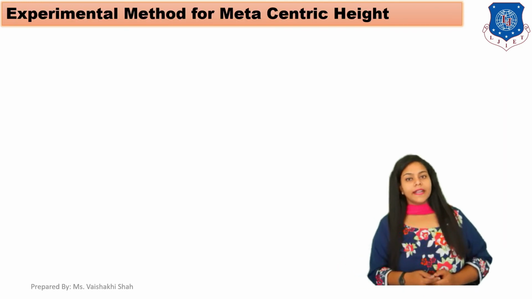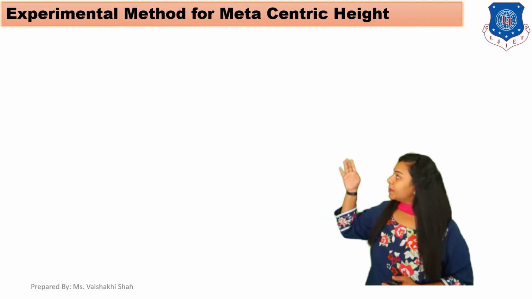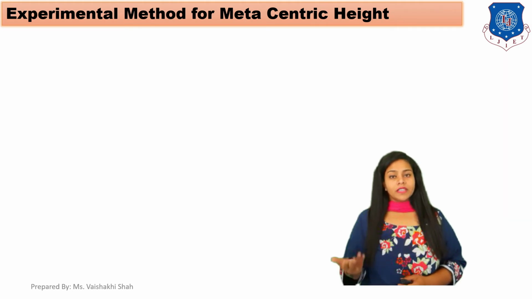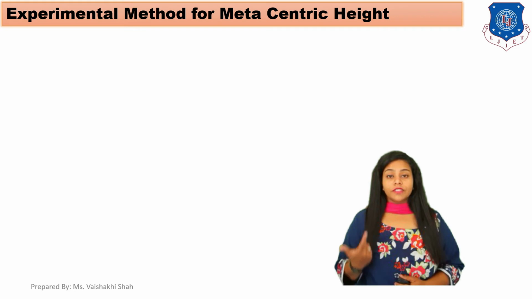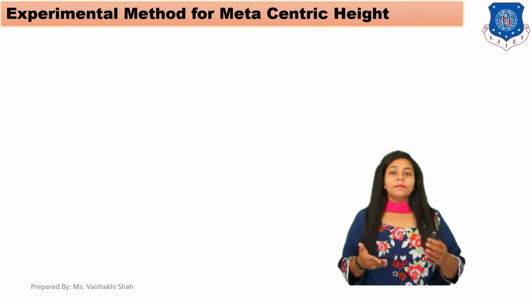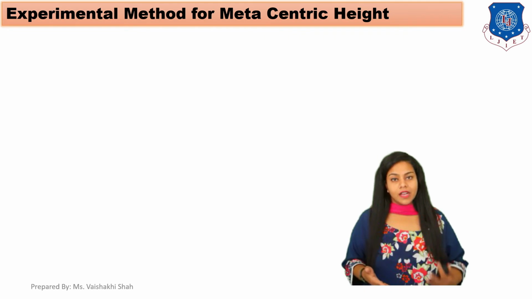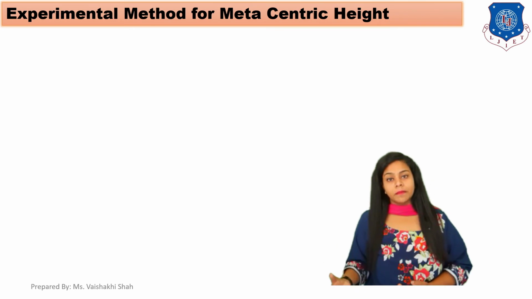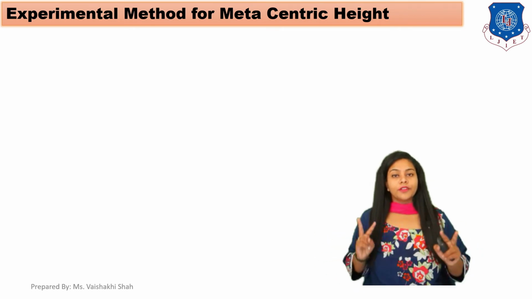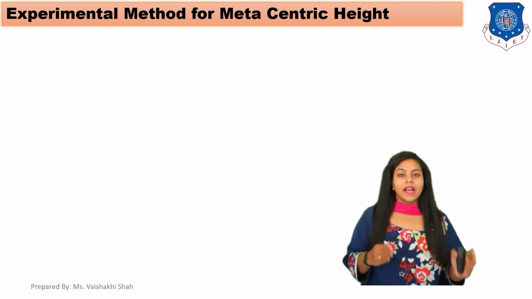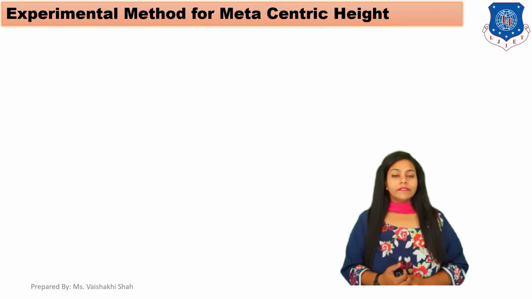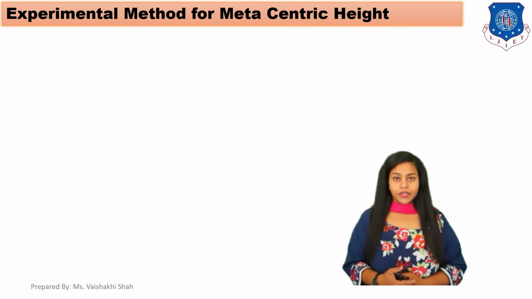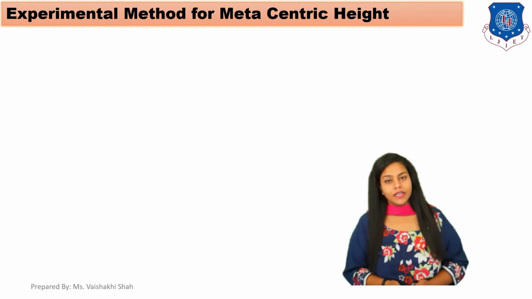So moving further to our next theory, which is the experimental method for metacentric height. If you remember, we already studied the analytical method for determination of metacentric height. Now today we are going to study the experimental method. Both methods are used to determine metacentric height, which we know is indicated as Gm. So here we will find out Gm, the metacentric height, by the experimental method. So let's start our theory.